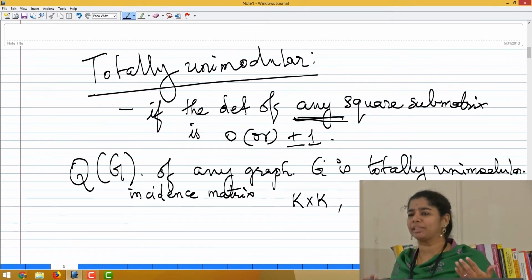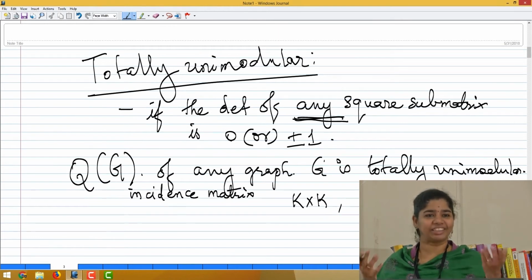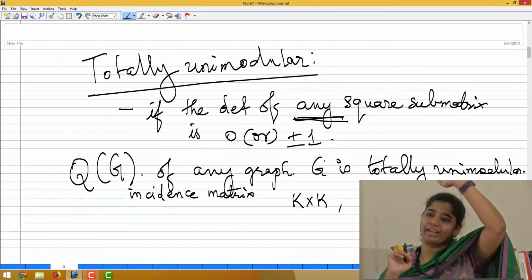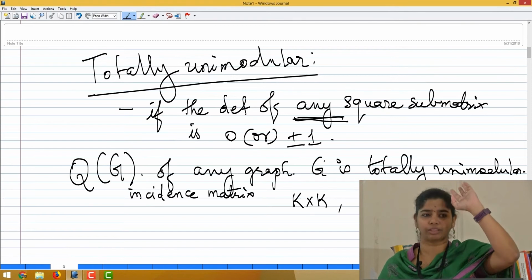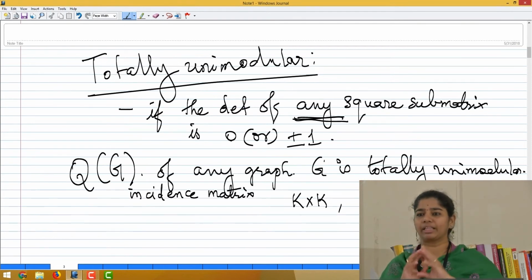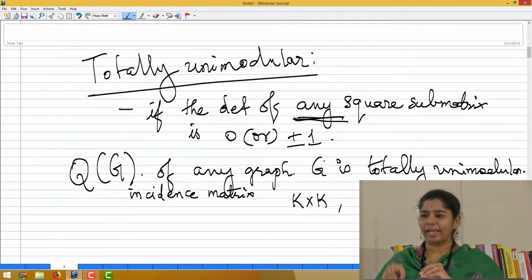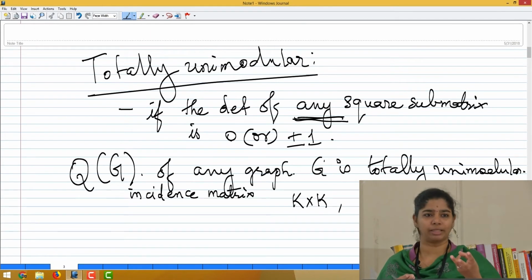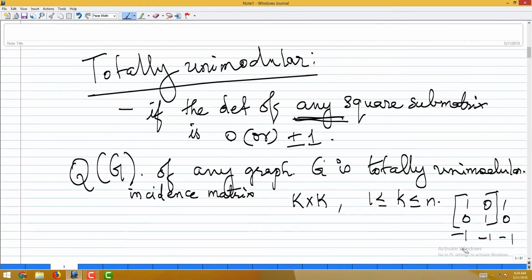As discrete mathematics people, we always love induction and contradiction, right. So, let us start with induction. For k equal to n, I know the upper bound, but still we will prove that also. So, let me start from the base case, k equal to 1. What about any 1 by 1 submatrix here? It has entries only 0, 1 or minus 1. So, the determinant of that is going to be equal to 0, 1 or minus 1, right.